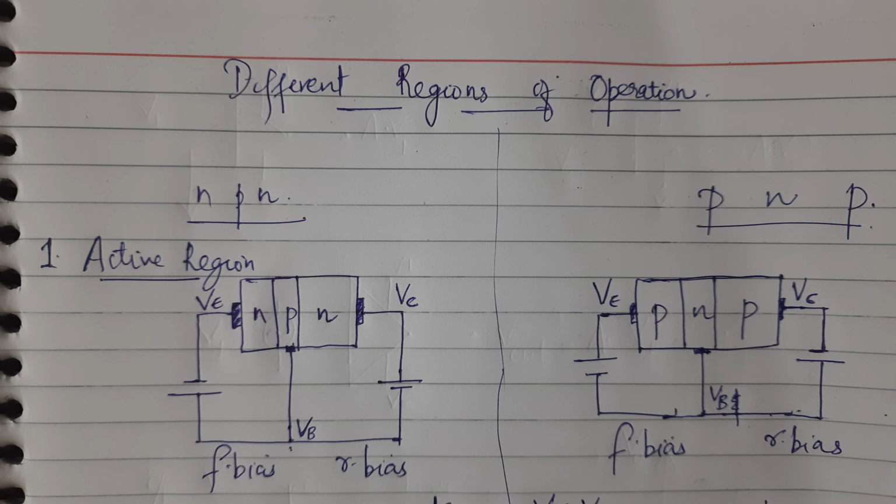In this case, it is easy to see that since this is forward bias, the positive is connected to the P side, so the voltage VB will be greater than VE.